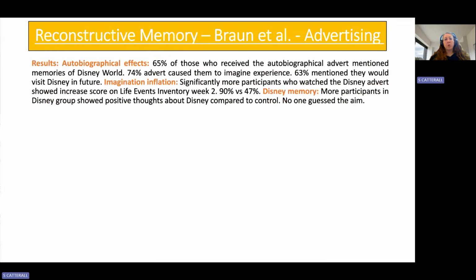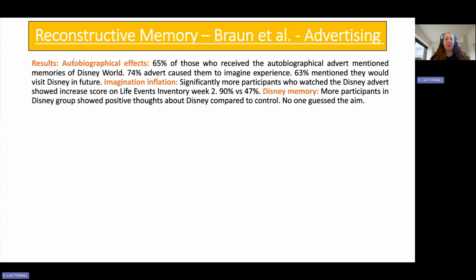74% caused them to imagine the experience, and 63% mentioned they would visit Disney in the future. So what this means then is that there was imagination inflation. So we've got, oh, sorry, those bits there are just showing the impact of the autobiographical advert. So it did make them remember, because remember, this is all about memory. It made them remember Disney. They talked about Disney. They had a positive experience of Disney, which is what the advert was trying to do. So the autobiographical effects are working.